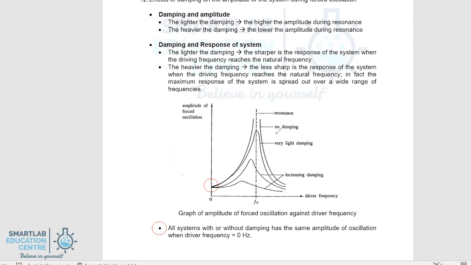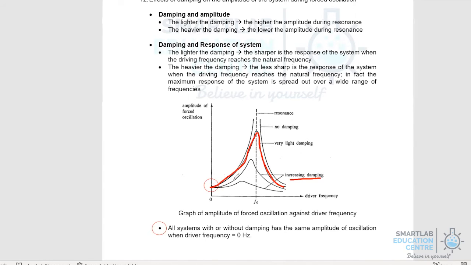Finally, let us take a look at the effects of damping on the amplitude of forced oscillation. When there's very light damping, this is the graph, very similar to the graph earlier that we have discussed. But when the damping increases, the maximum amplitude of the forced oscillation starts decreasing, and you can see that the frequency at which the system oscillates at its maximum amplitude decreases as well.